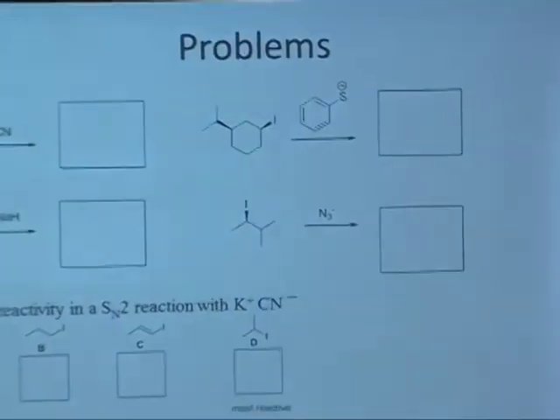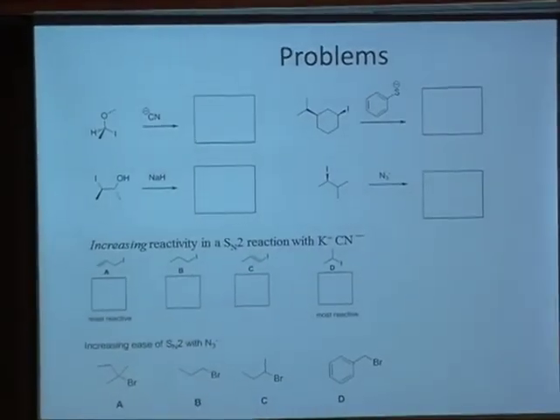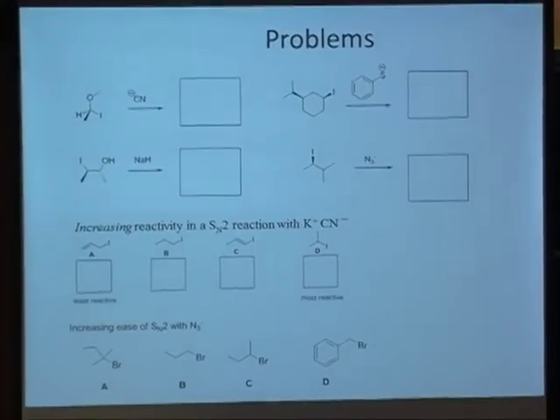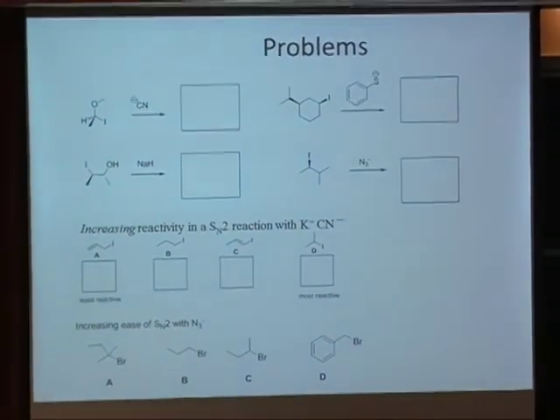So that's clear with us, right? Okay. Yeah. Why is it inwards? Because it's a Walden inversion, right? Basically, it comes from the backside. The backside of this will be an inwards, right?